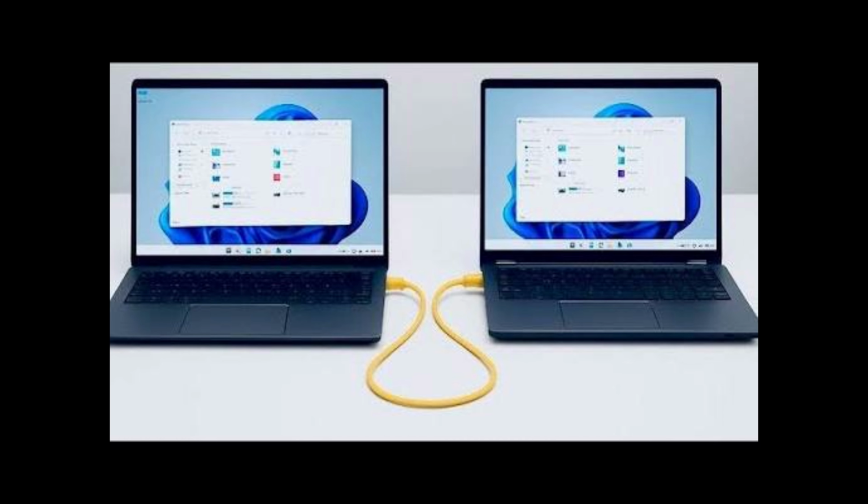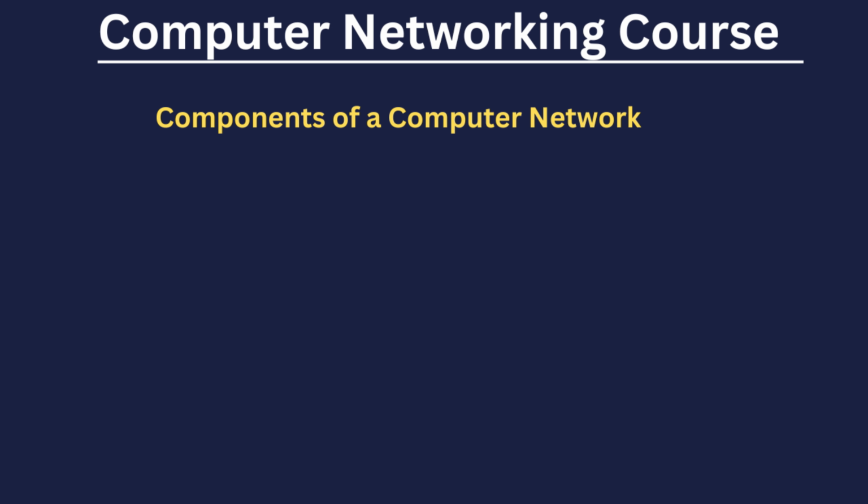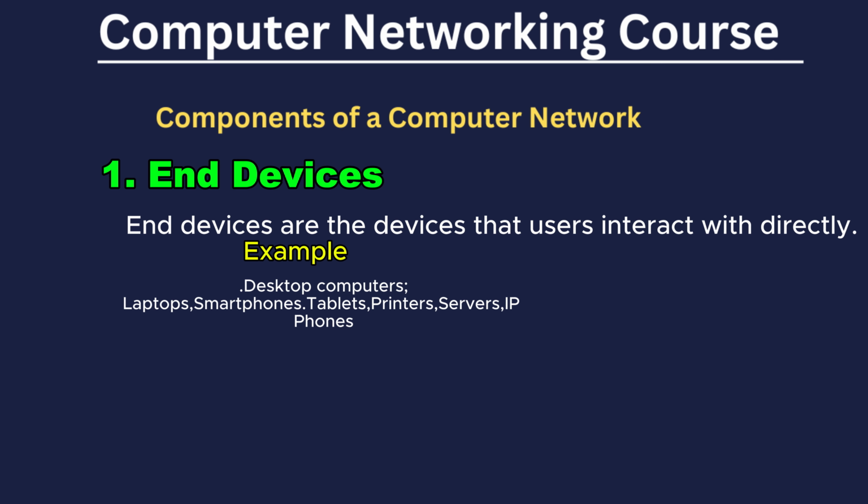Now that we understand what a computer network is, let's look at the four basic components found in every computer network. The first component is the end devices. End devices are devices that users interact with directly. For example, we have desktop computers, laptops, smartphones, tablets, printers, servers, and IP phones. These devices are responsible for sending and receiving data across the network.